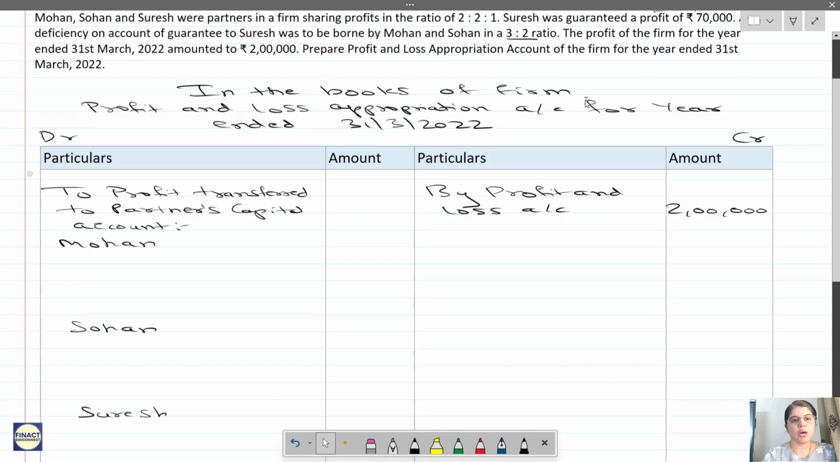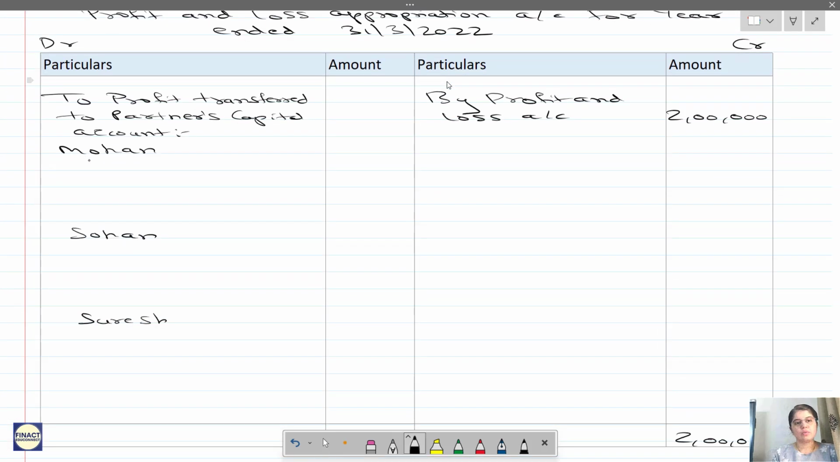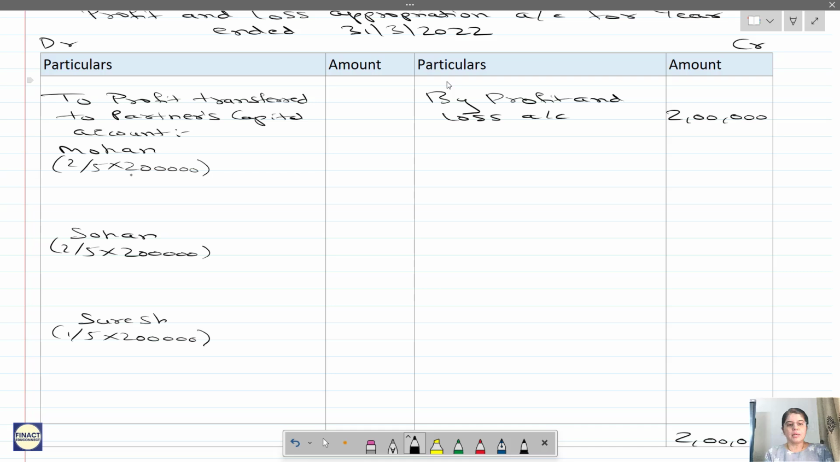Correct? So now Mohan, how much will Mohan get? 2/5 of 2 lakhs. So first we will calculate that. Then Sohan will also get 2/5 of 2 lakhs. And Suresh, 1/5 of 2 lakhs. Correct? So this comes to 80,000. This also comes to 80,000 and Suresh was 40,000.